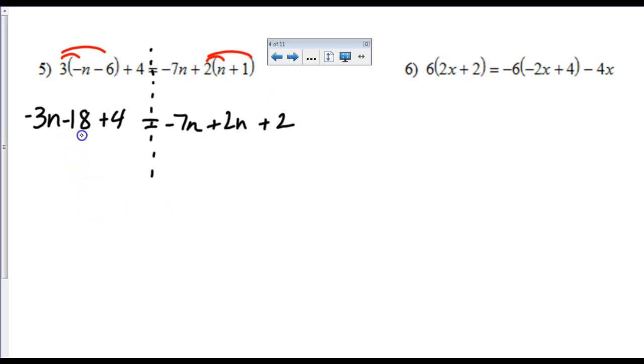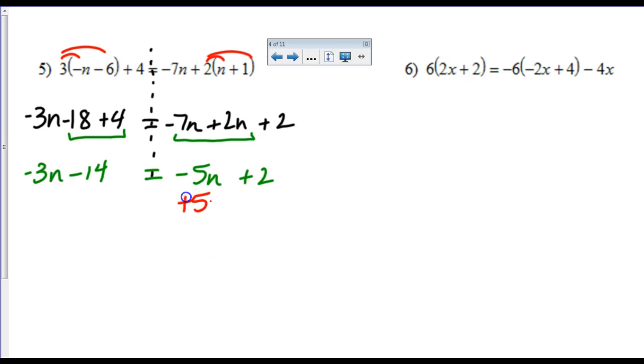So on the left side, looks to me like we have some combining right there, and on the right side we have some combining right there. So the new equation is still negative 3n, but now it's a minus 14 equals, let's see, that's a negative 5n plus 2. So it's your choice where you bring the n's as far as which side. I'm going to bring the n's to the left. So I'm going to go ahead and add this 5n over here, which means if I brought the n's to the left, the constant is going to have to go to the right.